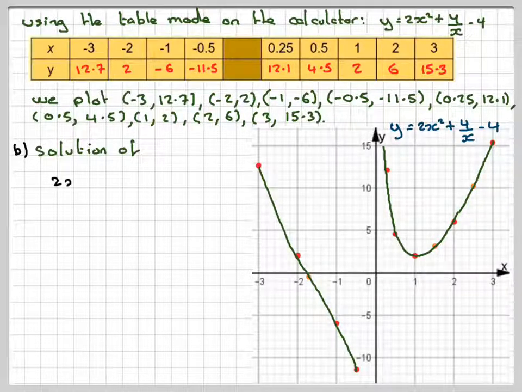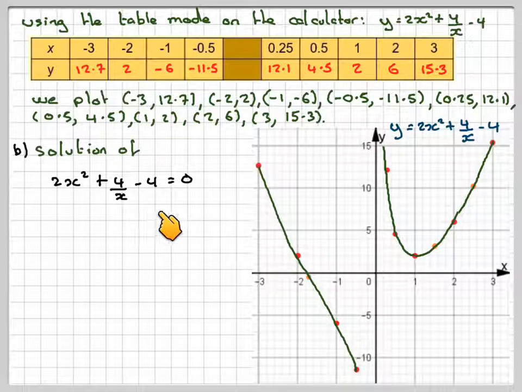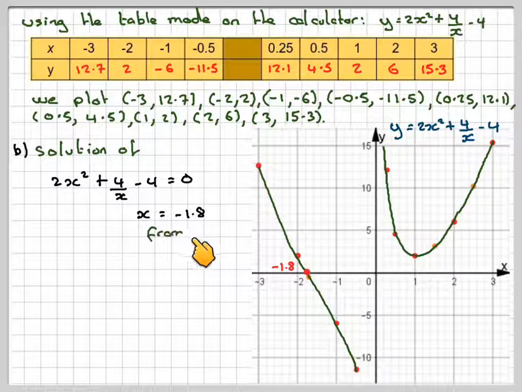Part B, we had to solve the equation 2x squared plus 4 over x minus 4 is equal to 0. So we need to find where y is equal to 0. This is the line y is equal to 0, because we've drawn y is equal to, so y would have to be equal to 0. We don't need to draw that on because that's just going to be the x-axis. So the point that we want is this one here. We can only give it to a reasonable degree of accuracy, which is minus 1.8. We can see that's minus 1.8 if each of these are 0.2. So x is equal to minus 1.8 from the graph. You should mark it on the graph and label it on the graph.